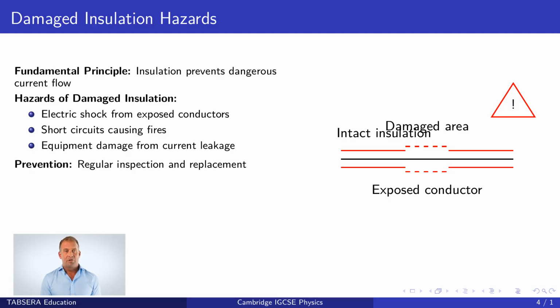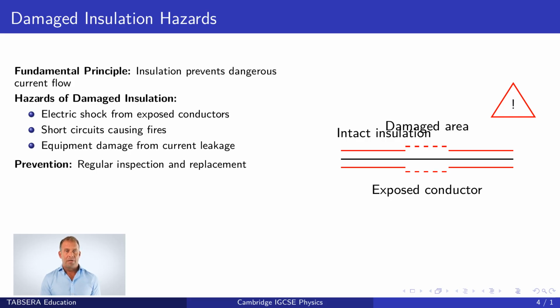Let's explore our first core concept, damaged insulation hazards. The fundamental principle states that insulation prevents dangerous electric current from flowing where it shouldn't. When insulation is damaged, several hazards arise. First, electric shock from exposed conductors. People can receive dangerous shocks by touching bare wires. Second, short circuits causing fires.